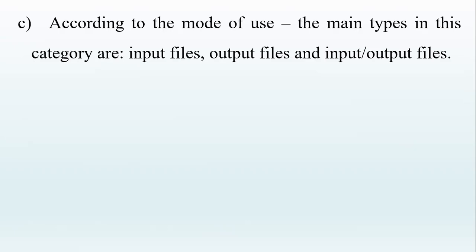The third way of categorizing files is according to the mode of use, whereby the main types of files in this category include the input files, output files, and those files which serve both as input and output file. In other words, input-output files play the roles of both input files and output files.